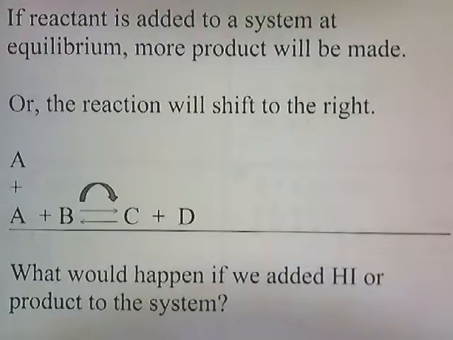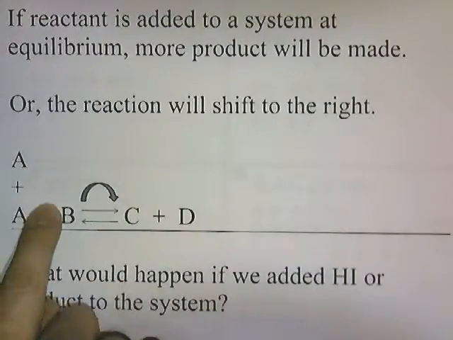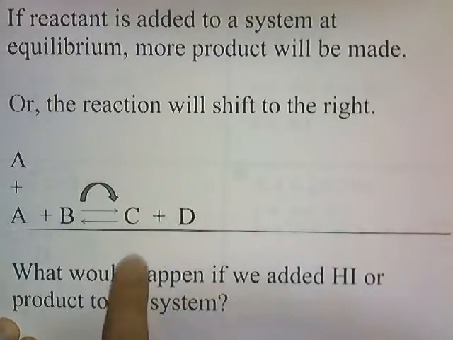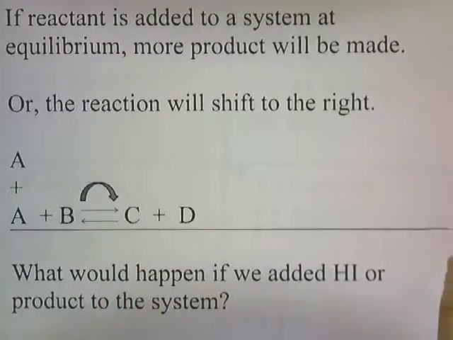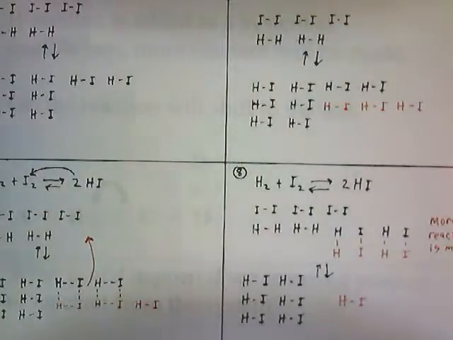Now, what would happen if we were to add HI or more product to the system? In the first example we showed what happened when we added more reactant. It shifted things to the right. What would happen if we were to add C or D to the system, or more product? Let's take a look and see what happens.